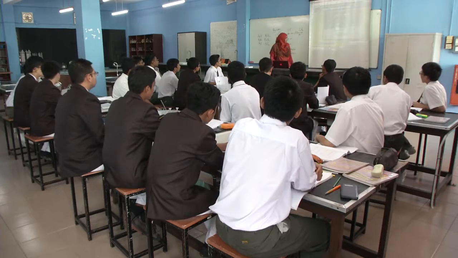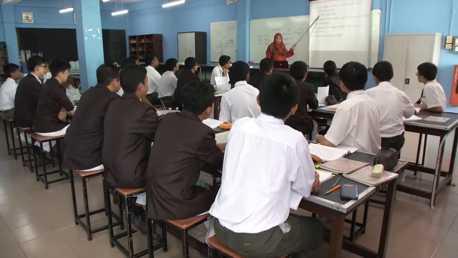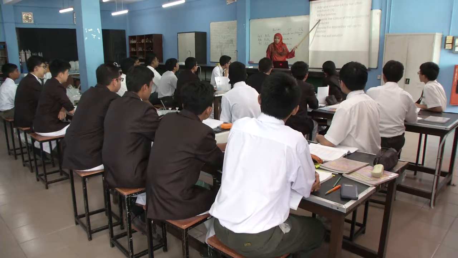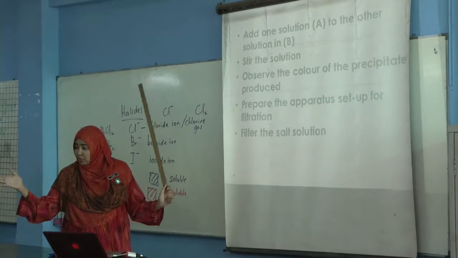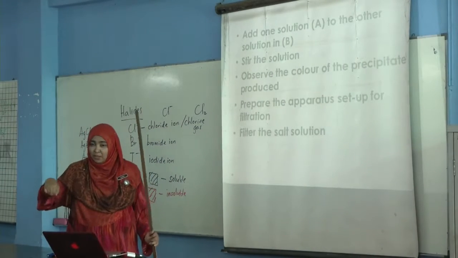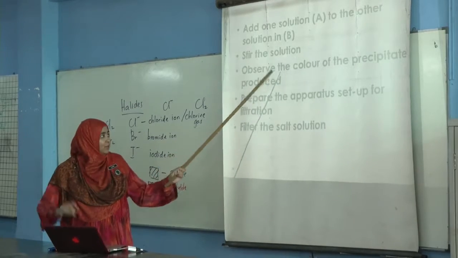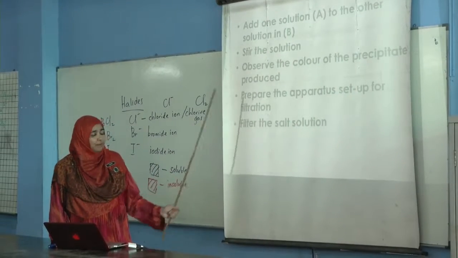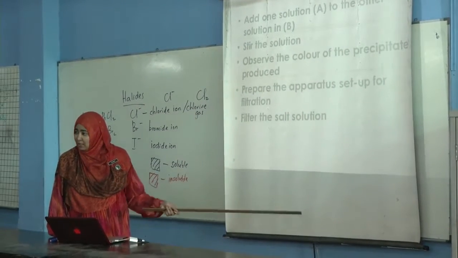Now in your basin, you have two different solutions. You add the two solutions together in a beaker and then stir. How long do you stir? Not until it dissolves. It's an insoluble salt, it's not supposed to dissolve. It's supposed to mix well. So stir about 1 minute. Then you observe the color of the precipitate. I'll ask you at the end of the lesson. Then you prepare the apparatus setup for filtration and filter the salt solution. Until here clear? Yes.